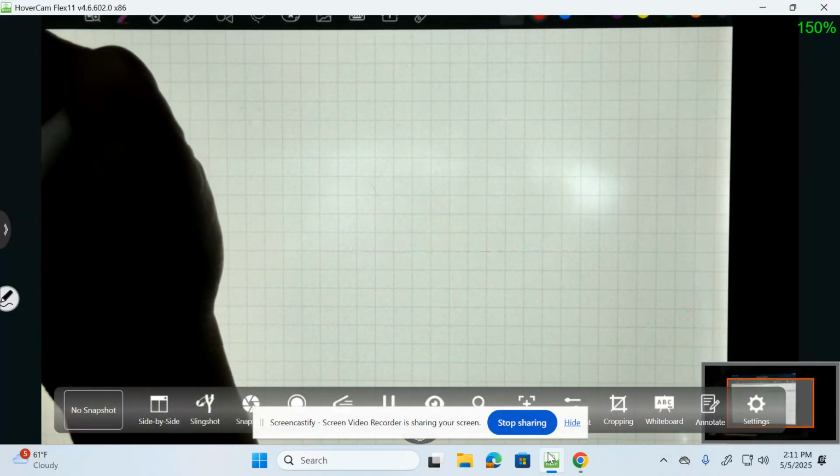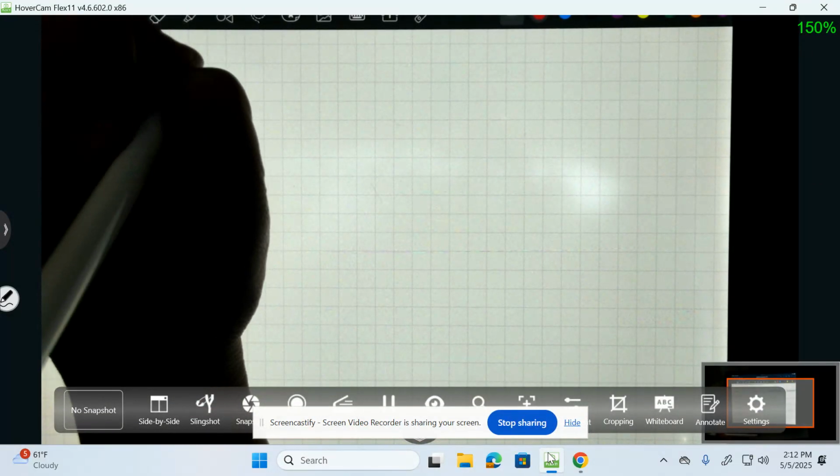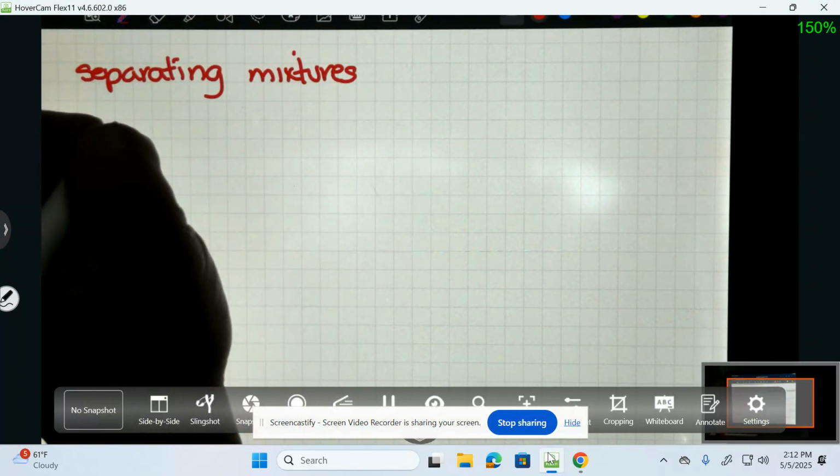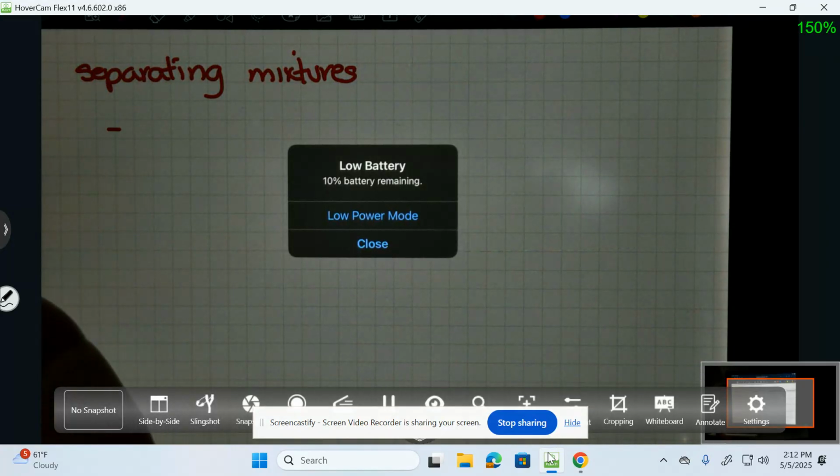All right. Separating mixtures. There's lots of different ways. We can just do it by hand, by looking.